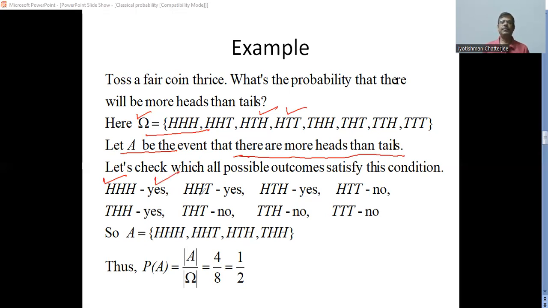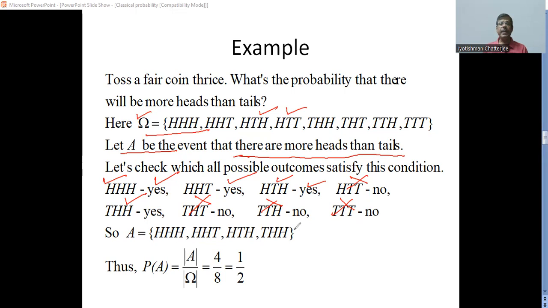So answer is yes. Head, head, tail. There are 2 heads and 1 tail. So again the answer is yes. So is HTH, 2 heads and 1 tail. So answer is yes. How about HTT? 1 head and 2 tails. So the answer is no. THH, again it's yes. 2 heads and 1 tail. The rest are no. And of course the last is no because this has got 3 tails and no head. That's why it is not part of A.